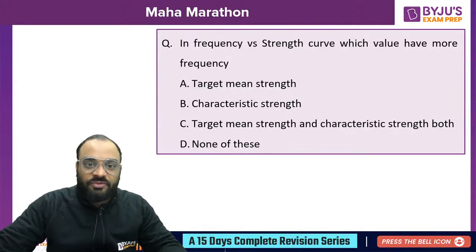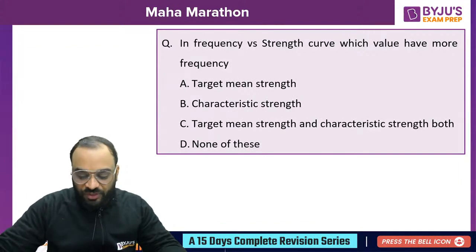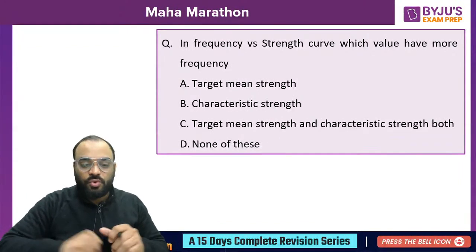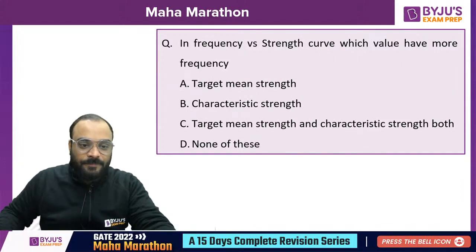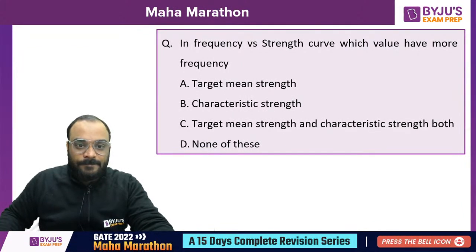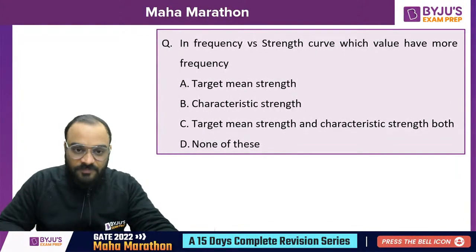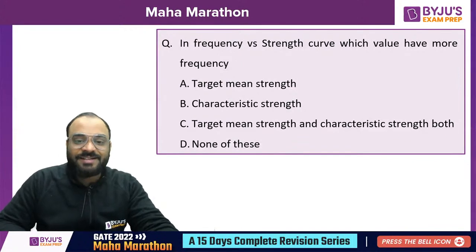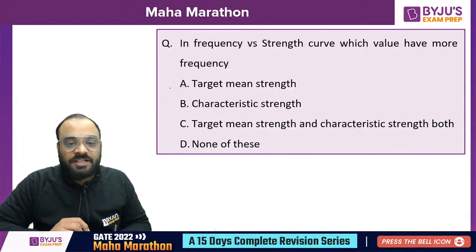Next question. In the frequency versus strength curve, which particular value will have more frequency? Tell me, guys. Which particular value will have more frequency? Tell me quickly. Target mean strength, characteristic strength, both, or none of these? Yes, it should be target mean strength.